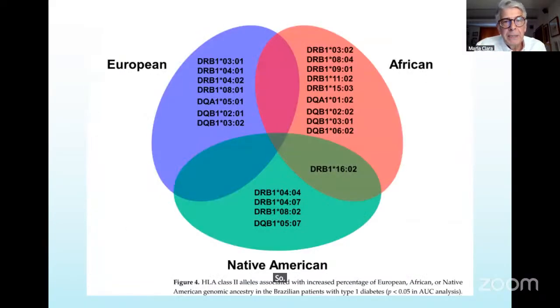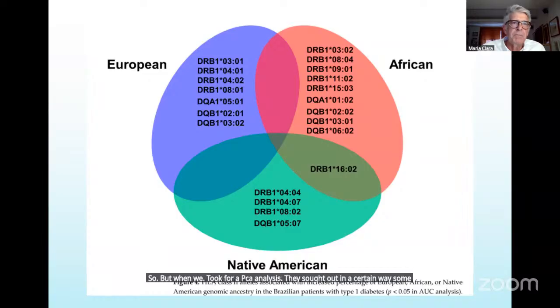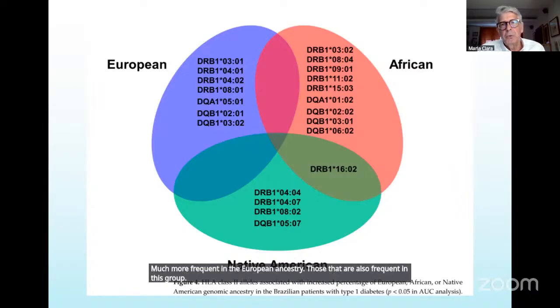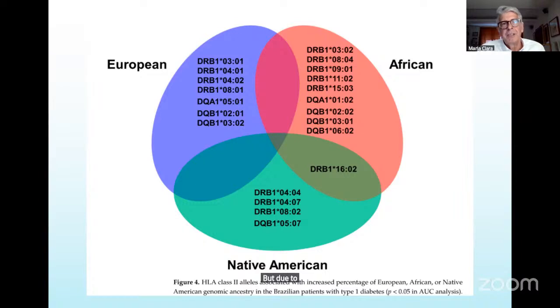But when we took a PCA analysis, they sorted out in a certain way some alleles that are much more frequent in the European ancestry, and those that are also frequent in this group, but due to admixture, share some alleles also from Native Americans.